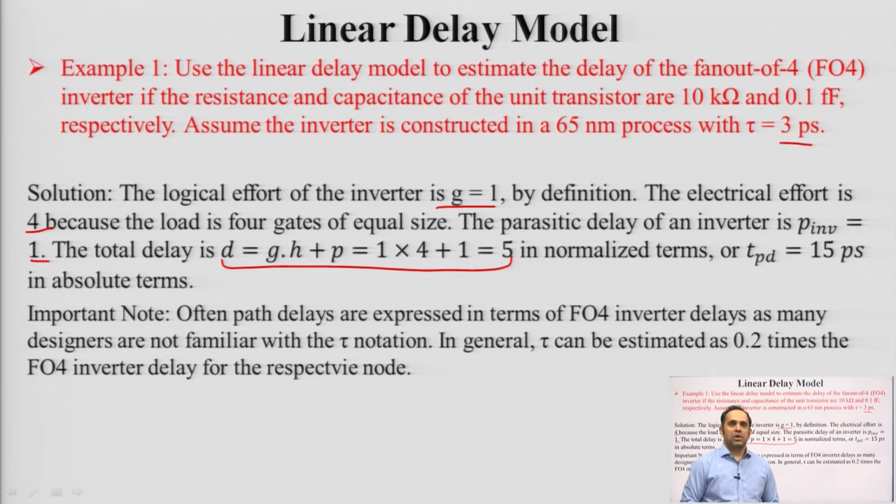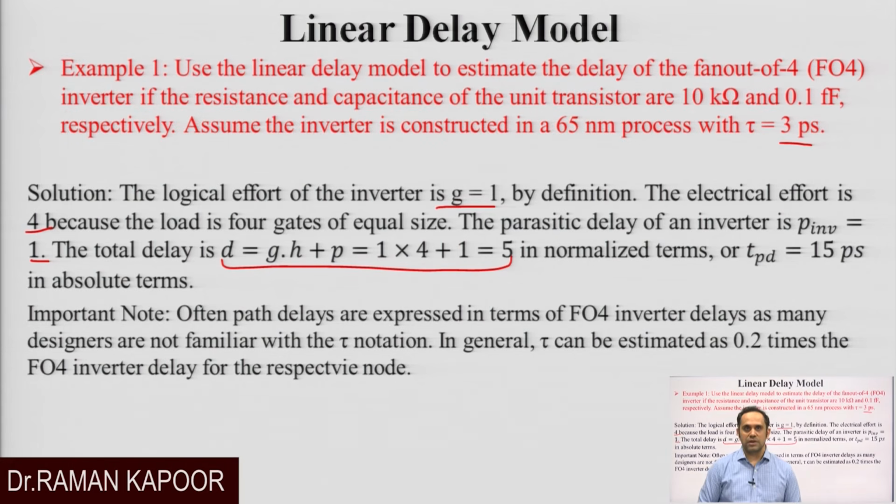Normally path delays are expressed in FO4 inverter delays. This is a common notation, because tau is not a very common notation. As a general rule, tau can be estimated as 0.2, or 1/5, of the FO4 inverter delay for any respective node. So, that is the lecture on the linear delay model.